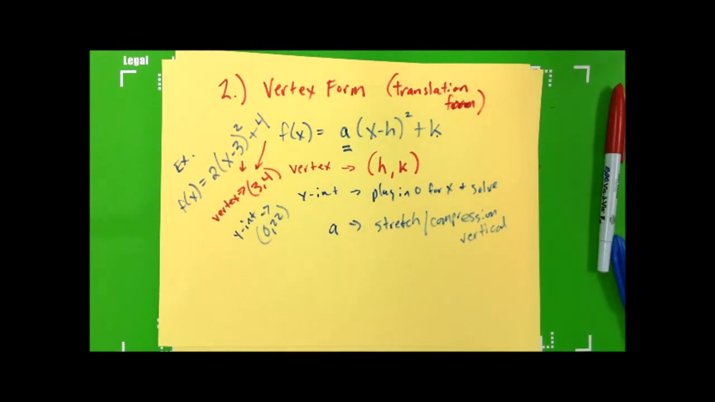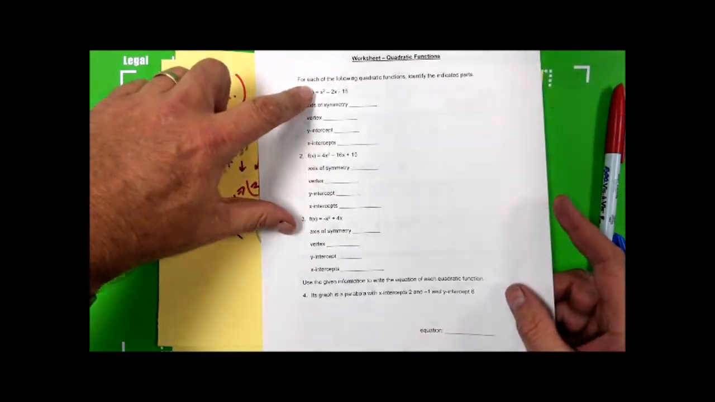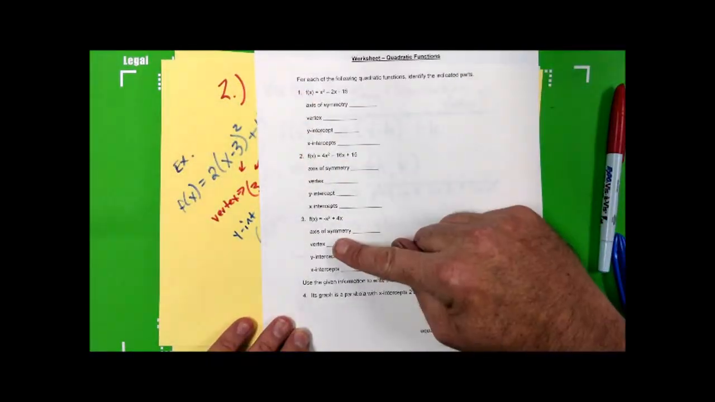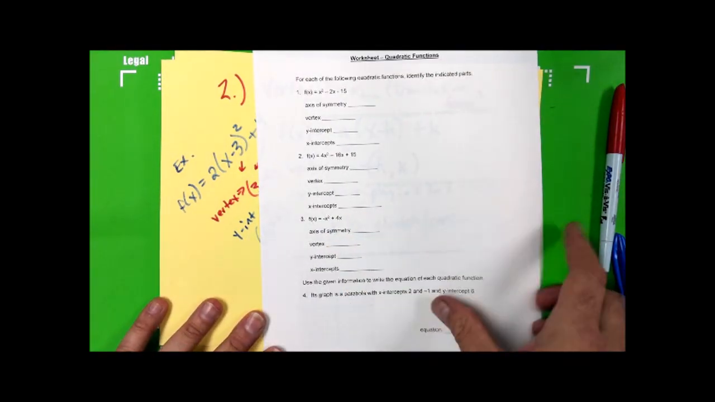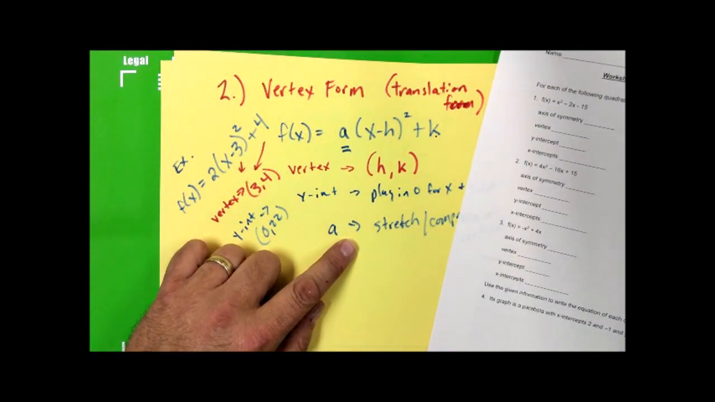Now, if you look real quick at your packet. No, not at your packet. I gave you a worksheet. Pull that out. This is going to be part of your homework assignment today. And I want you to see the type of problem. Obviously, if I have these kind of problems, and if I have the problem that is in vertex form, I'm probably going to get all the information I can out of the vertex form.